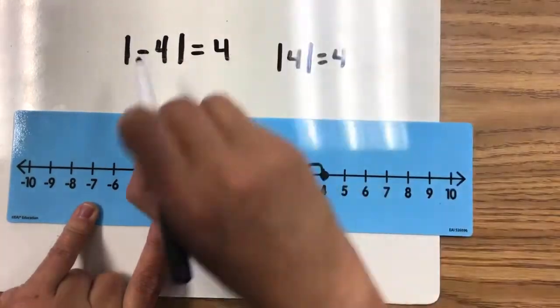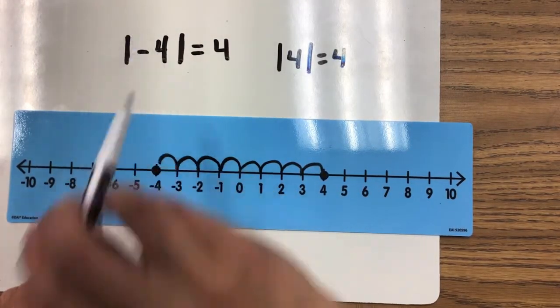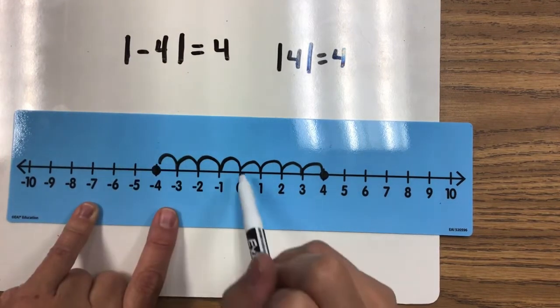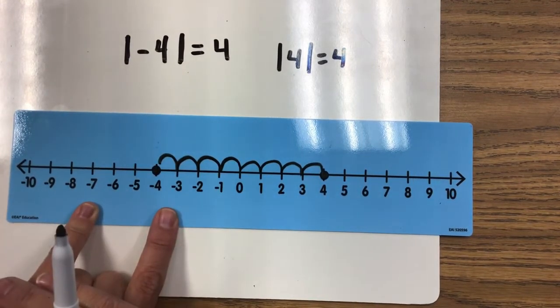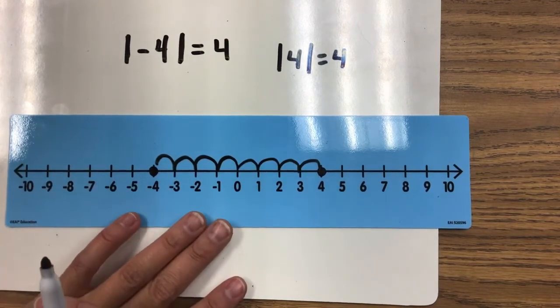So a good way to look at it is, when you're looking at absolute value, it's that number without the negative sign. But the meaning of absolute value is its distance from 0 on the number line. And this will become important later on.